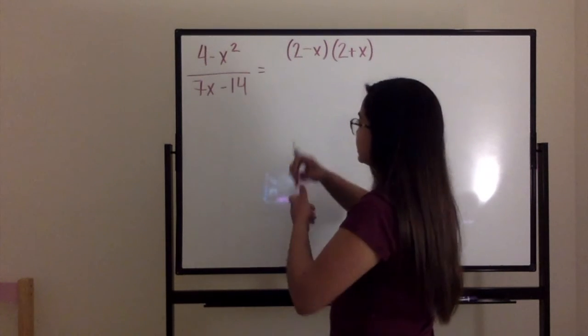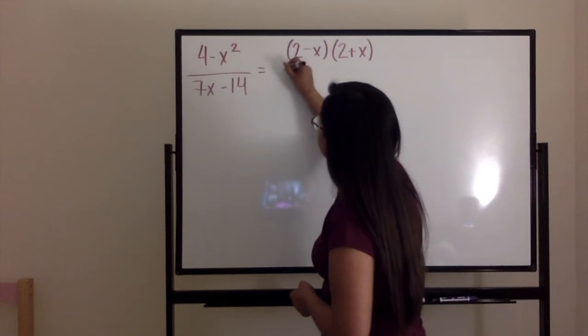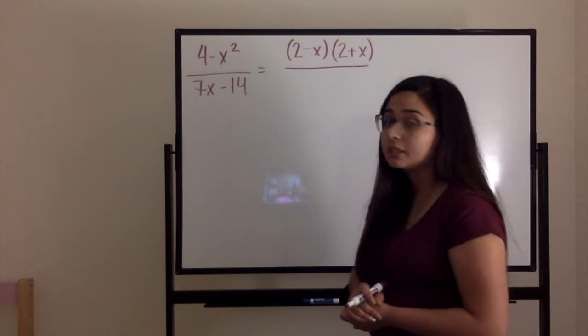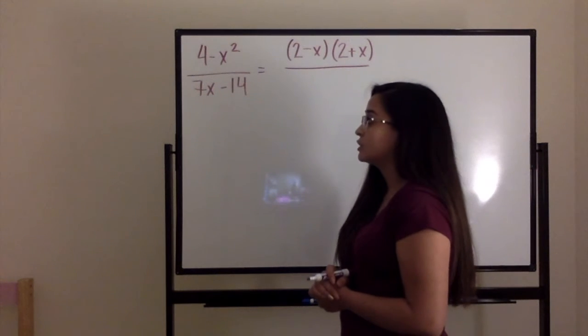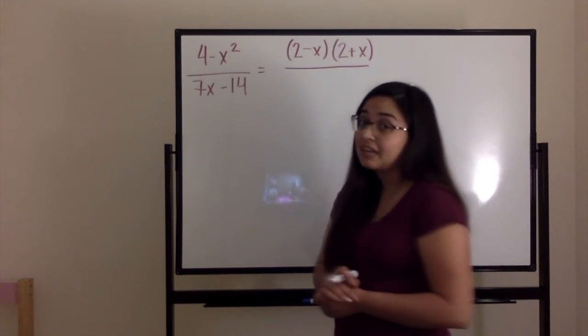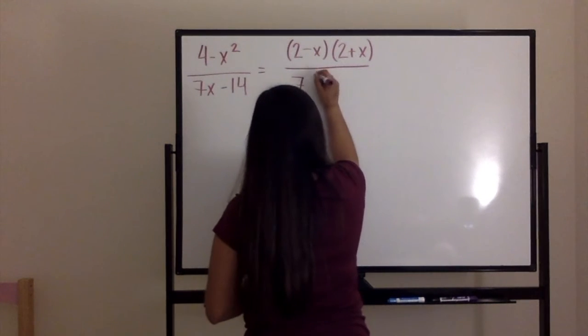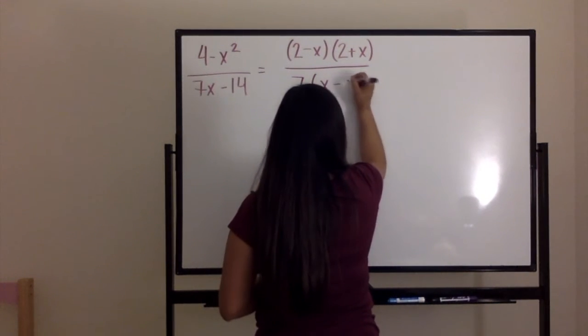And now let's factor out our denominator. Now, after factoring out our denominator, the biggest number I can factor out of 7x minus 14 is actually 7. So, I'm going to be left with x minus 2.